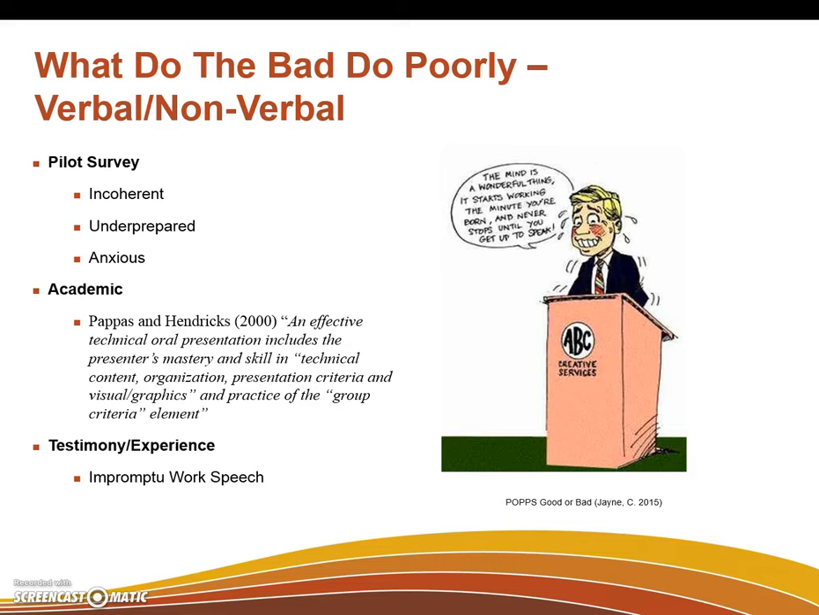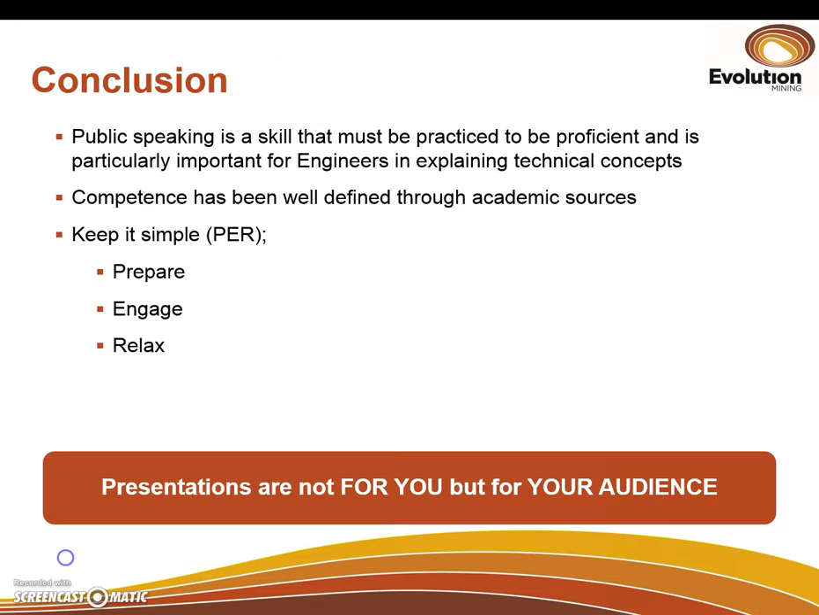In terms of academic research, Pappers and Hendricks looked at the effect of technical oral presentations. They look at mastery of skills, so that ties into the knowledge, really important to have that. And then the content, the presentation criteria, and the practice of the group elements. So really backing up a lot of those things. An example I can think of of the poor doing poorly is impromptu work speeches. I've seen a lot of management try and communicate key issues to the workforce, and because they haven't been prepared and didn't see certain questions coming, and didn't fully understand what they were communicating, it can turn south pretty quickly. So be prepared, be knowledgeable, and understand your content and your audience.